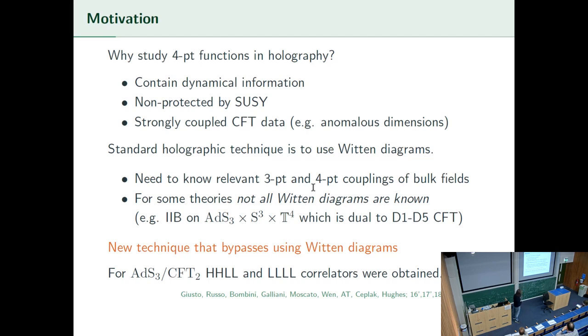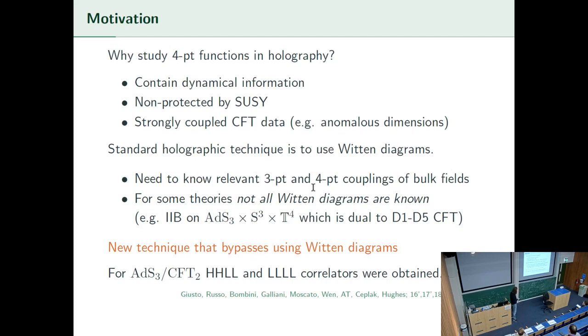In particular, if we do the double OPE expansion of the 4-point correlators, we can extract the anomalous dimensions of the exchanged operators. And that's very important information. And as you all know, the standard holographic technique to compute such correlators is to use the Witten diagrams in the bulk. However, in spite of the development of holography, there are still some theories for which all 3-point and 4-point couplings of the bulk fields are not known.